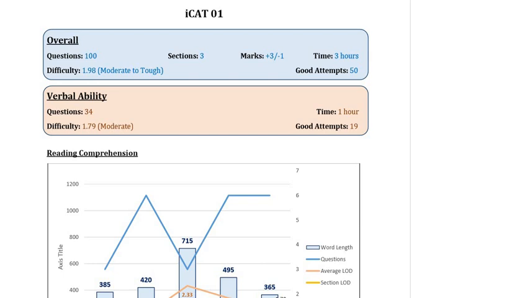In this particular mock, we will analyze it in 3 parts, one for each section. We'll have a look at each section and see how tough or easy it was and which were the questions that should have been attempted.